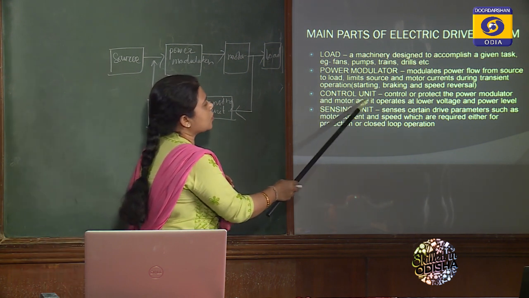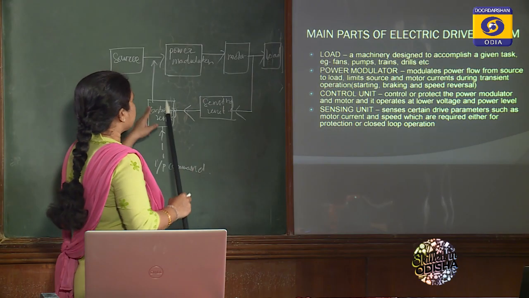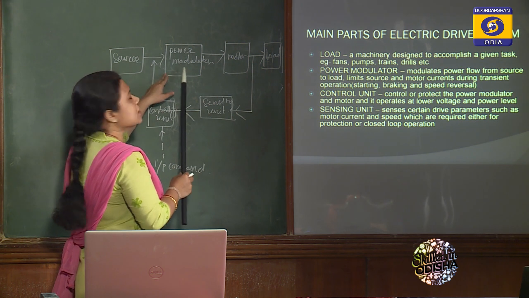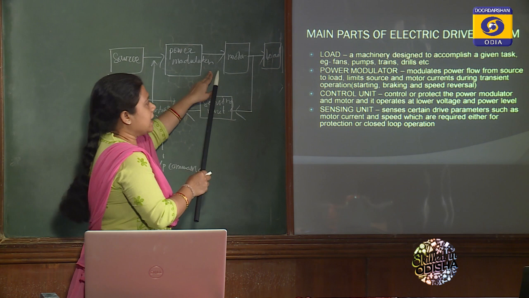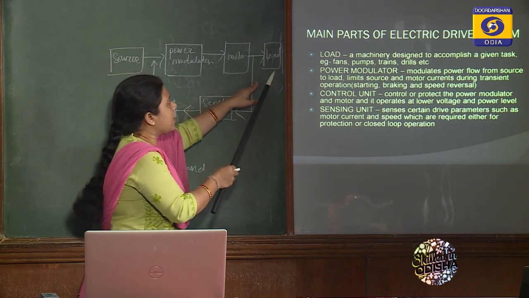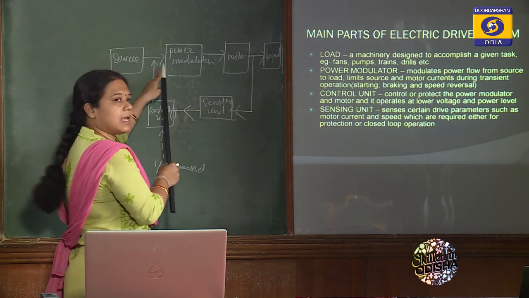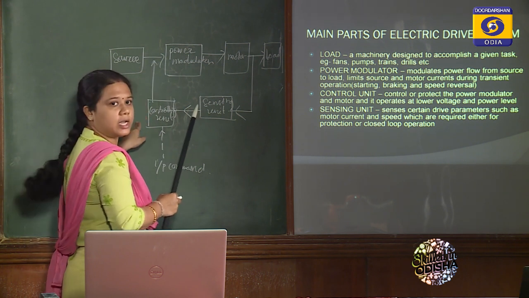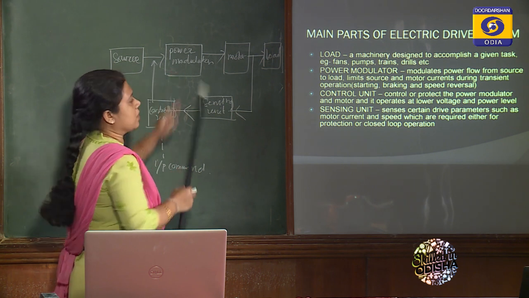Then this one is control unit. It will control or protect the power modulator and motor, and it operates at lower voltage and power level. That means it will control the input to this power modulator. If the output of power modulator is not equal to the power of this load, then that will be fed back to this power modulator through this controlling unit. That means it will control the input to this power modulator.